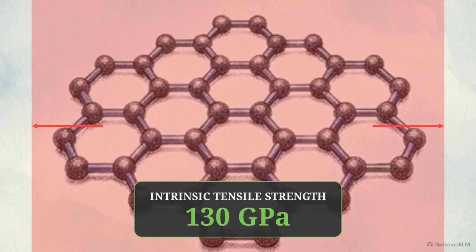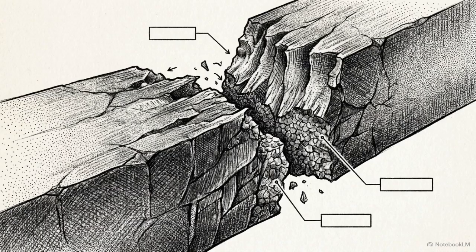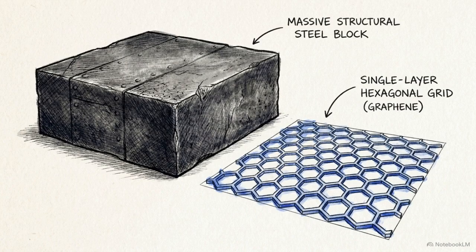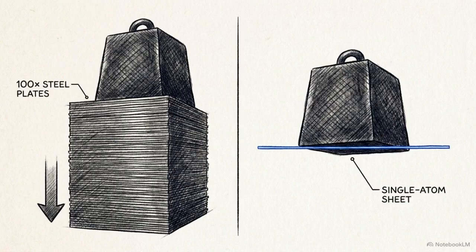Pulling back to observe the macroscopic metrics of the structure, the data reveals an intrinsic tensile strength of 130 gigapascals. We pair that with a Young's modulus, which measures a material's physical stiffness or resistance to elastic deformation, of 1 terapascal. Structural steel yields under a fraction of that load. To achieve the same resistance to deformation using steel, you would need a barrier vastly thicker than graphene's single-atom profile.